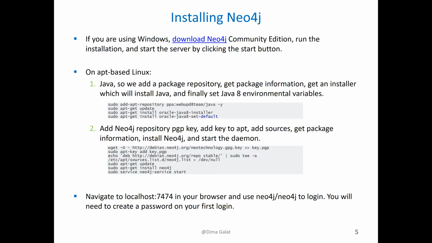We start by installing Neo4j. If you're using Windows, just download the Community Edition installer and run it. Start the server by clicking the Start button.